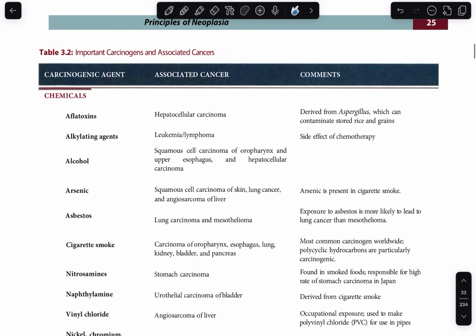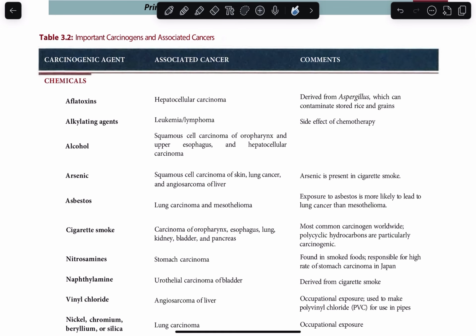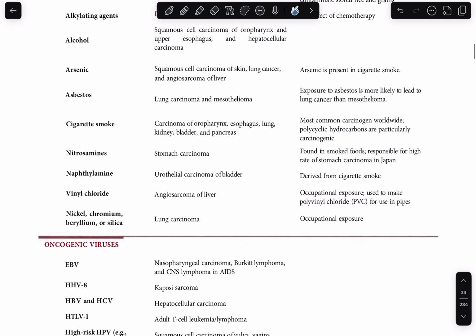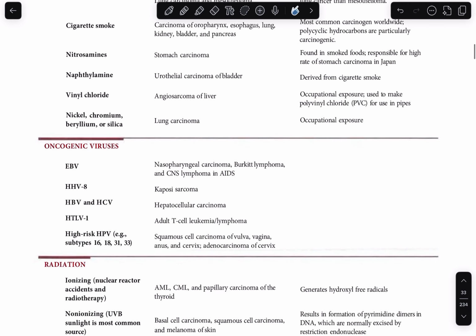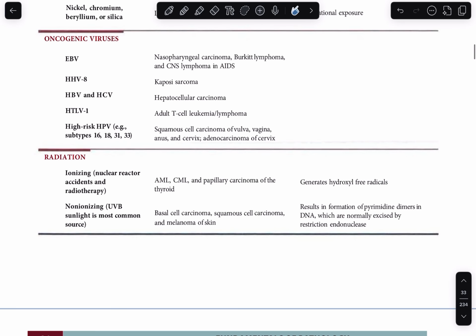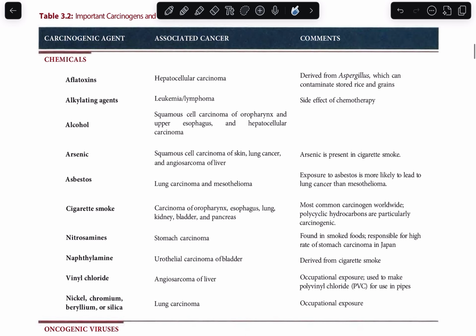Right, so we have another table which is labeled important carcinogens and associated cancers. In the first of 3 columns, we have the carcinogenic agent. The next column is associated cancer, and then comments. It is divided into 3 sections for chemicals, oncogenic viruses, and lastly, radiation. So again, the first column would be carcinogenic agent, associated cancer, then comments. The first section is chemicals.